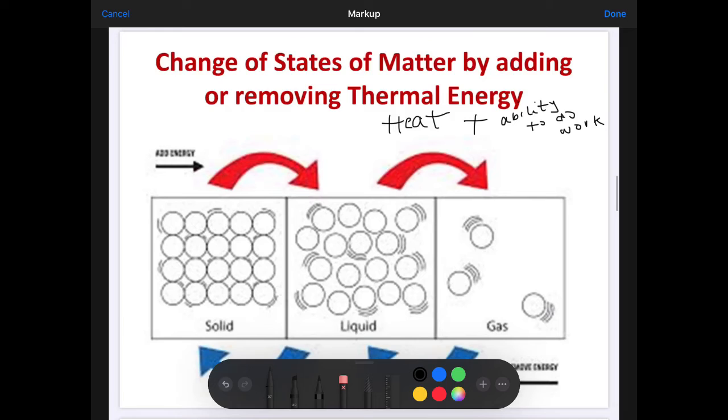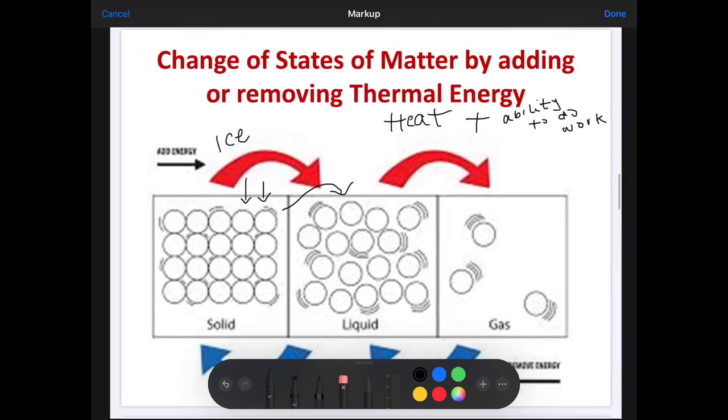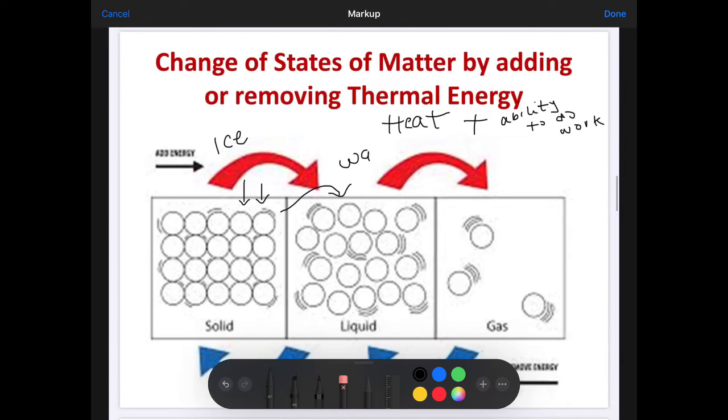So in a solid, we have the least amount of energy. That's because all of the particles are so close together that they can't really move. As we go to a liquid, there's more energy, so more thermal energy, more heat. I want you to think of the solid as an ice cube. Think of the liquid as water. So when we have water, in order to get from ice to water, think in your head, what do we have to do? We have to melt the ice, right?